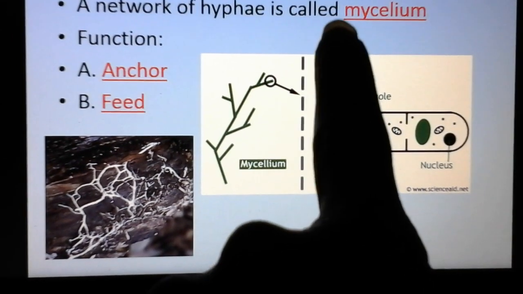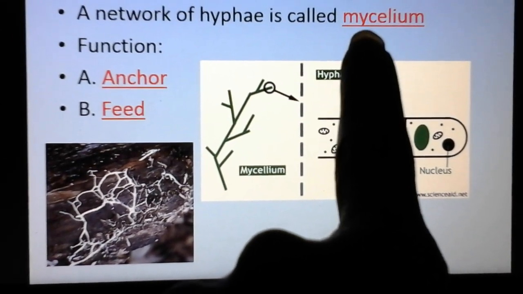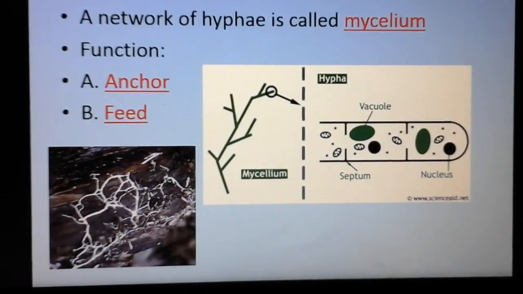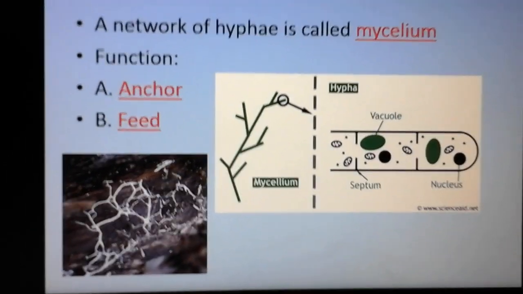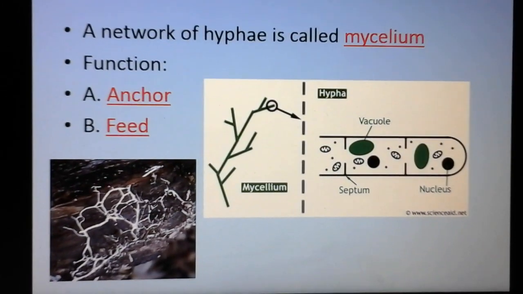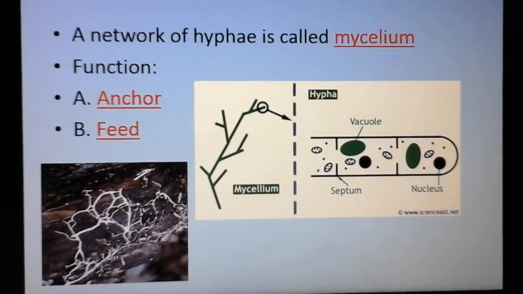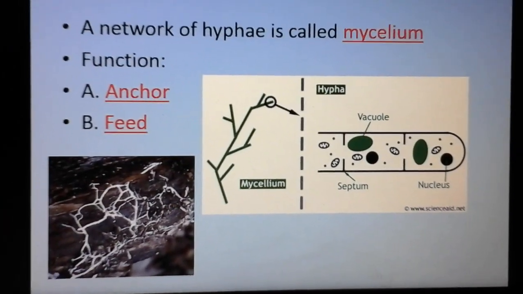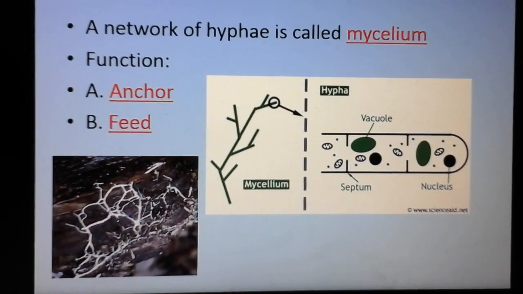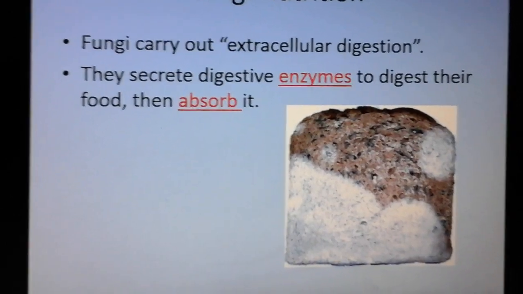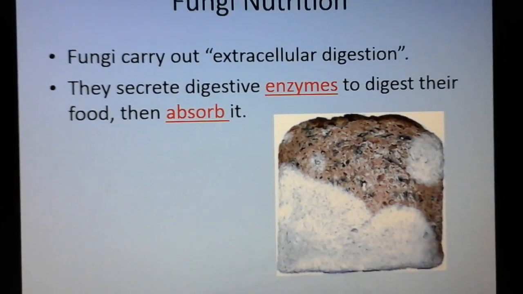And anytime you see myco, M-Y-C-E or M-Y-C-O, that always means it's a fungus. So anytime you see myce or myco, automatically know that that's a fungus. That should be a clue to you when you see these really weird names. If the question's talking about an animal and myco is in the word, that cannot be the right answer because myco means fungus.